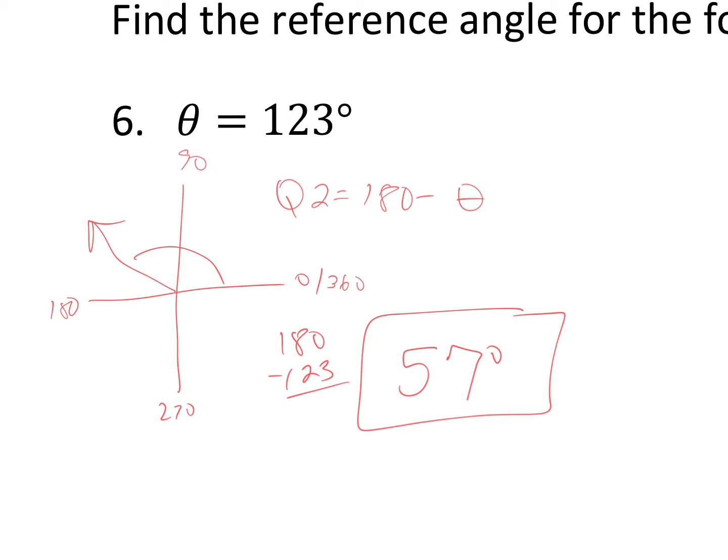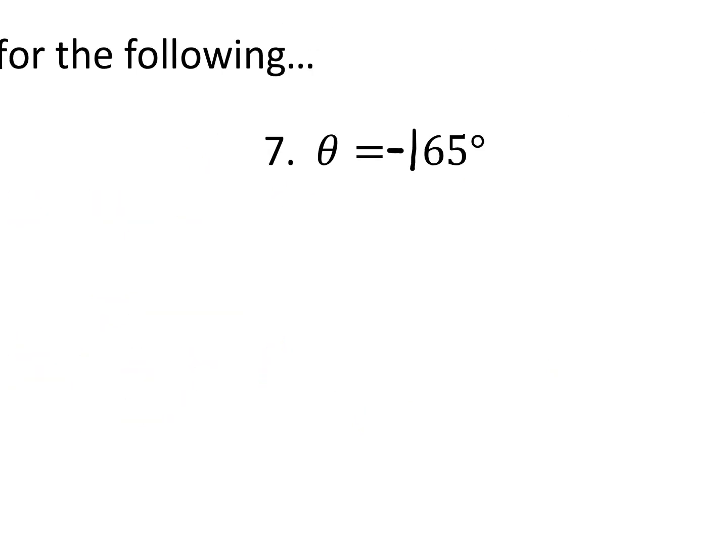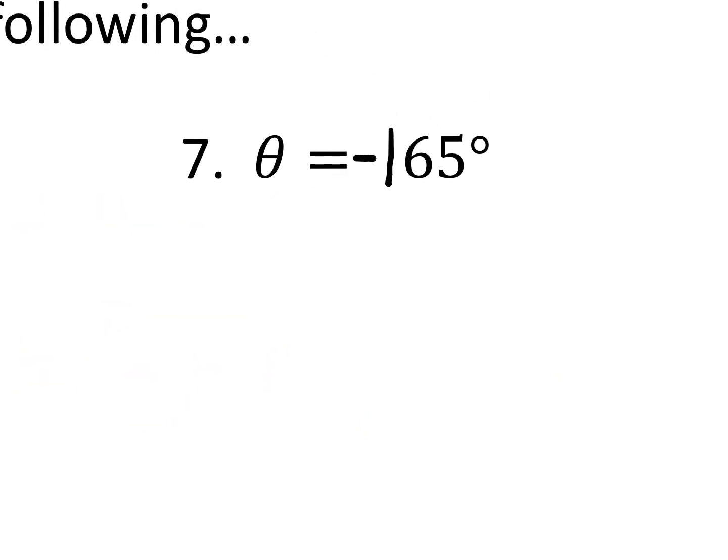Now let's check our answer. First of all, I started in degrees, so my answer should be in degrees. You know there's two things that a reference angle has to be. What are the two things? Positive and acute. Is 57 positive and acute? Okay, you're good to go. If it's not, then you did something wrong. Acute means less than 90.